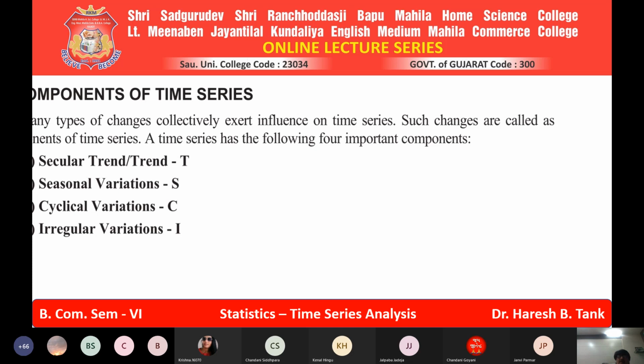So among these 4 components, 2 of them are tagged as long-term and 2 of them are tagged as short-term. Secular trend and cyclic variations are treated as long-term trend, whereas seasonal variation and irregular variations are treated as short-term trend. Okay, let us see the next one.